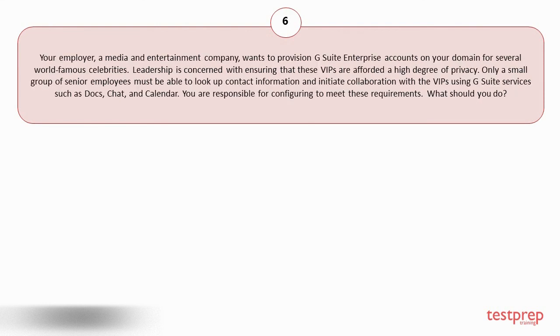Your employer, a media and entertainment company, wants to provision G Suite Enterprise accounts on your domain for several world-famous celebrities. Leadership is concerned with ensuring that these VIPs are afforded a high degree of privacy. Only a small group of senior employees must be able to look up contact information and initiate collaboration with the VIPs using G Suite services such as Docs, Chat, and Calendar. You are responsible for configuring to meet these requirements. What should you do?